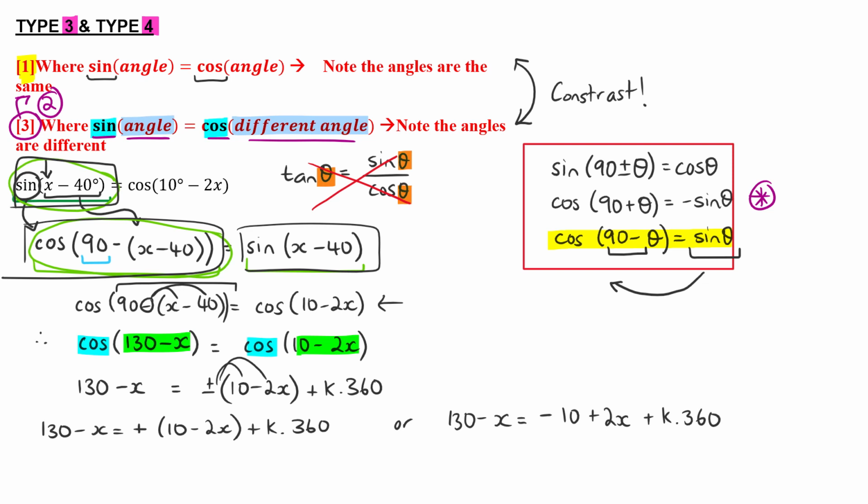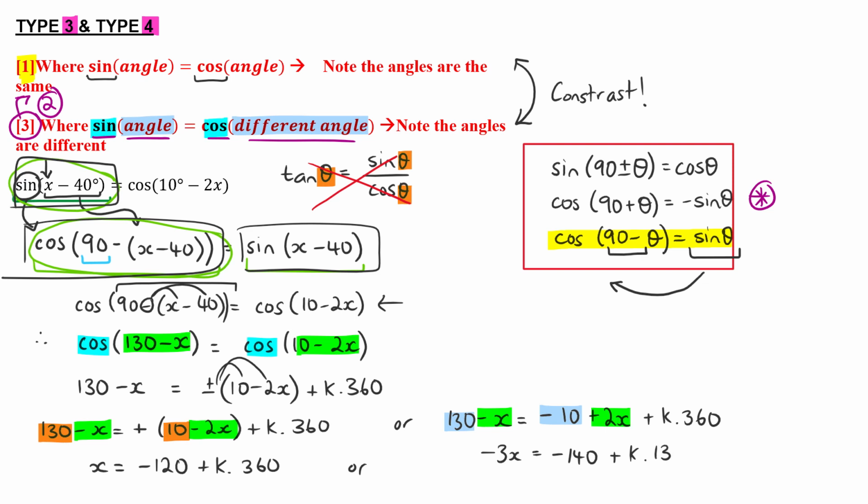And when we simplify that out, we would basically go ahead and group the negative 2 with the x, so we would get x, and then we would group the 130 with the 10, which would give us negative 120, because it becomes 10 minus 130 plus k times 360. Or on this side again, the negative x and the 2x, which would give us negative 3x is equal to negative 10 minus 130, which is minus 140, plus k times 360.